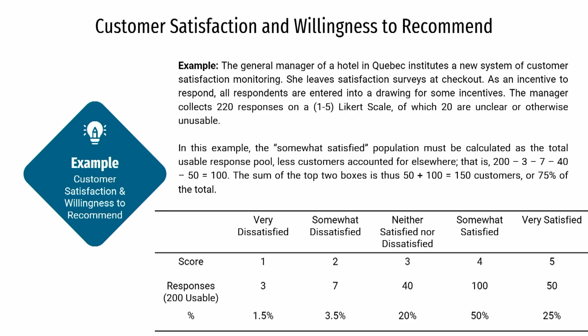3 are very dissatisfied, which is 1.5%, 7 are somewhat dissatisfied, which is 3.5%, 40 are neutral, they are neither dissatisfied nor satisfied, that is 20%, 100 are somewhat satisfied, kind of okay for them, it met their expectations, which is 50%, and 50 are very satisfied, which is 25% of the total population.